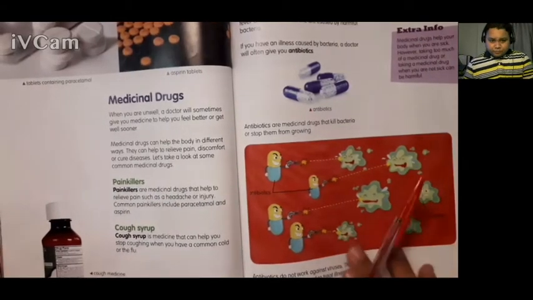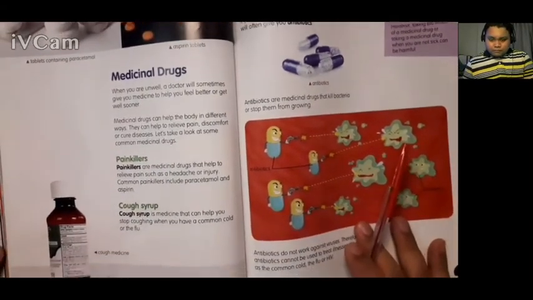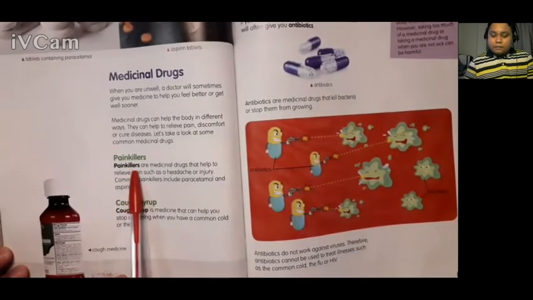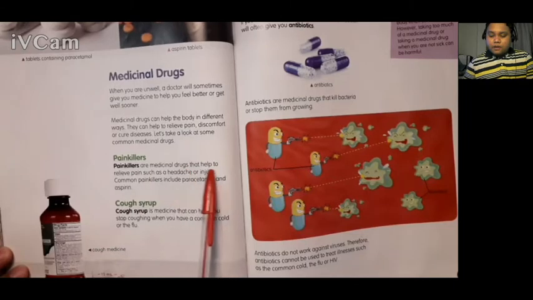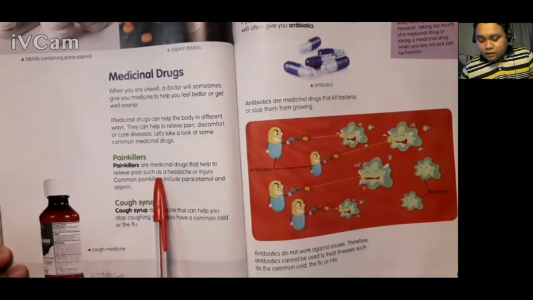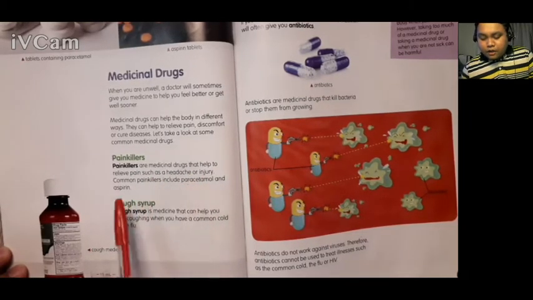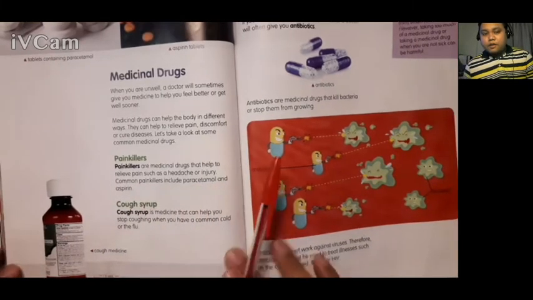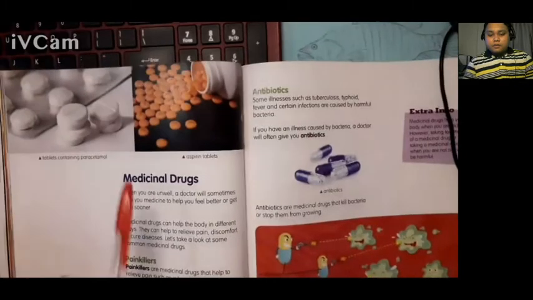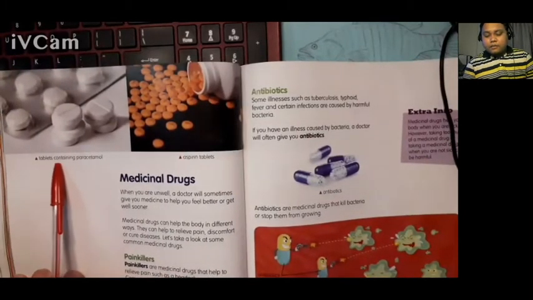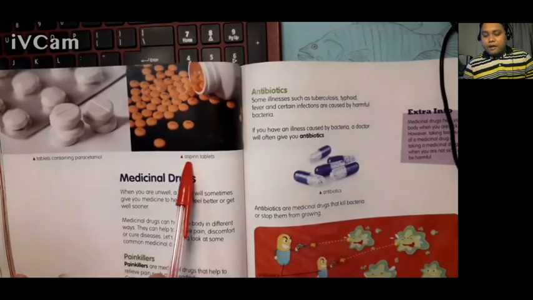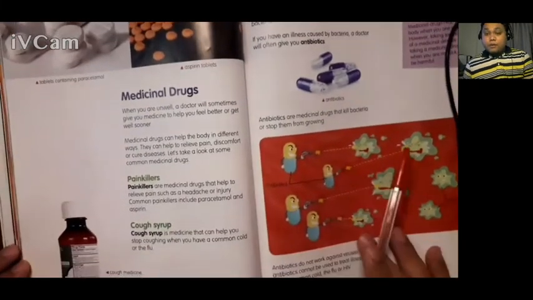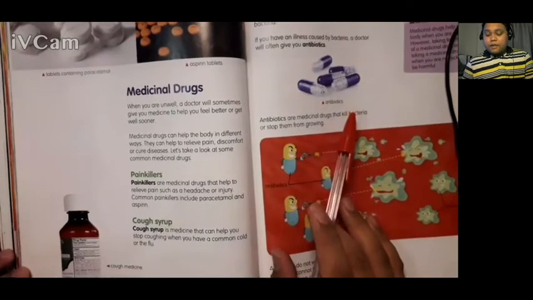So we have here painkillers. Painkillers are medicinal drugs that help to relieve pain, such as a headache or injury. Common painkillers include paracetamol and aspirin. So this is how paracetamol looks like. Tablets containing paracetamol, and we have aspirin tablets. So these are two common painkillers.